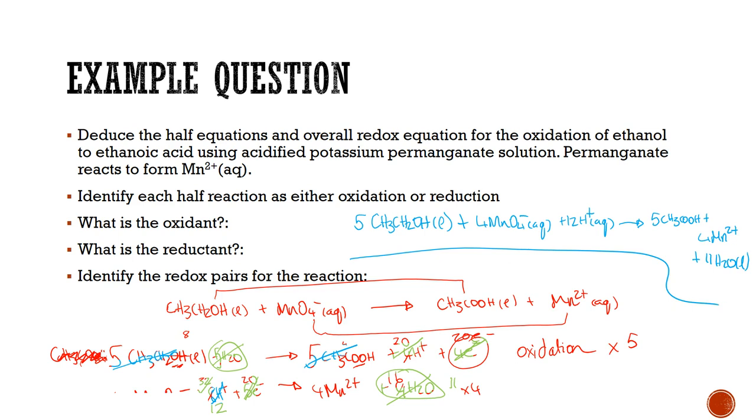So the oxidant is what is reduced. In this case, it will be MnO4-. The reductant is what is oxidized. So in this case, it will be the ethanol. And the redox pairs are ethanol and ethanoic acid, permanganate and manganese 2+. Hopefully that makes a bit more sense. Make sure you read through those dichromate and permanganate examples, and we will definitely do some more of these questions. Practice always makes perfect.